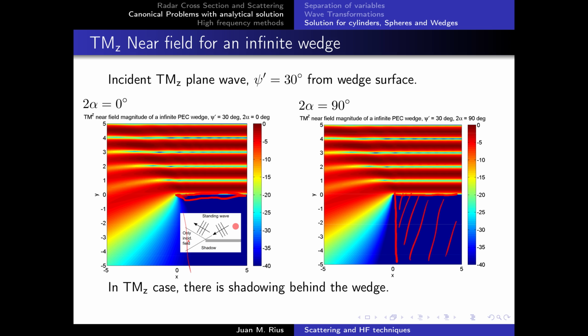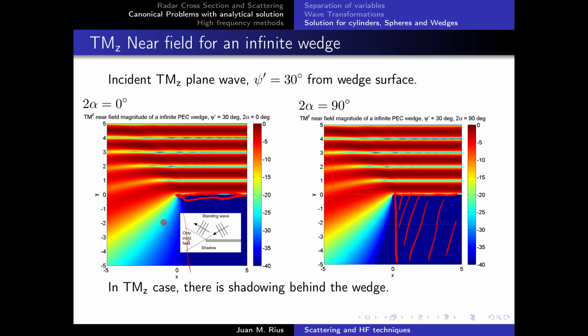So what we have here, the direction of incidence is 30 degrees. So here we have the incident field at 30 degrees. We have the reflected field. The incident field plus the reflected field create a standing wave here. This is the standing wave. In this area we don't have reflected field, so in this area here we only have incident field. And in this area we have the shadow.